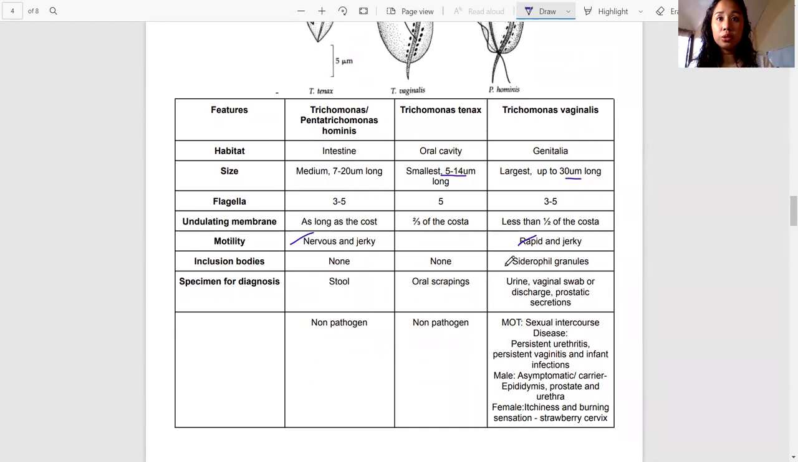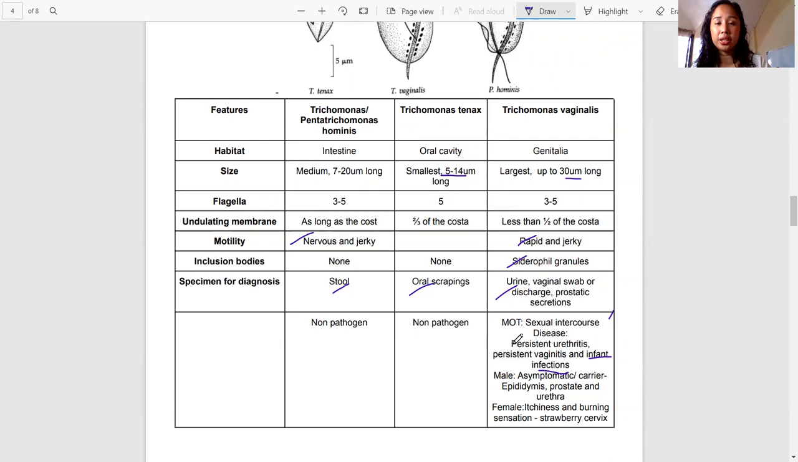In the inclusion bodies, they have siderophil granules in your Trichomonas vaginalis, guys. Specimen for diagnosis, since hominis is in the gut, so stool, oral scraping sa tenax, and secretion sa vaginalis. So the mode of transmission of vaginalis is sexual intercourse. However, guys, it could be passed from the mother to the child, mas lalo na kung during that time may trichomoniasis si mother, pregnant mother. So yun, it could cause infant infections. Persistent urethritis, persistent vaginitis.